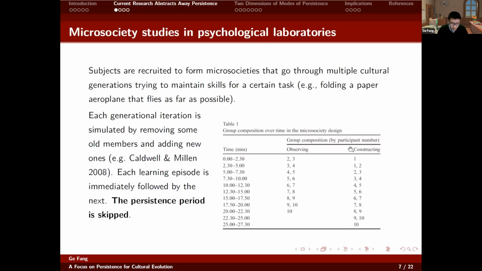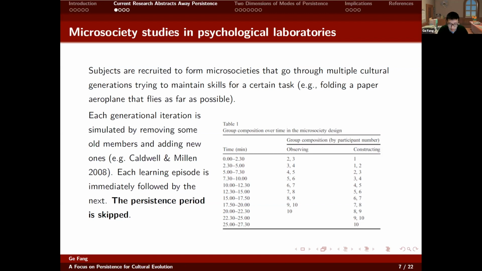The first type of current research I want to mention is microsociety studies in psychological laboratories. In these studies, subjects are recruited to form microsocieties that go through multiple cultural generations, trying to maintain skills for a certain task, such as folding a paper aeroplane that can fly as far as possible. Every iteration is simulated by removing some old members and adding new ones.